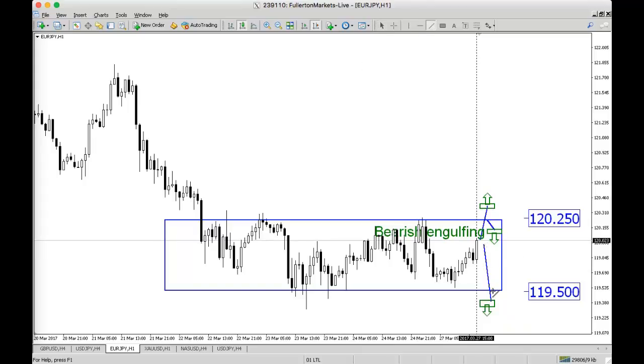And similarly, if the price finds support at 119.50, meaning that you see a shadow of the candle formed, and then the next candle could be a bullish engulfing, then that could be the signal for me to go long.